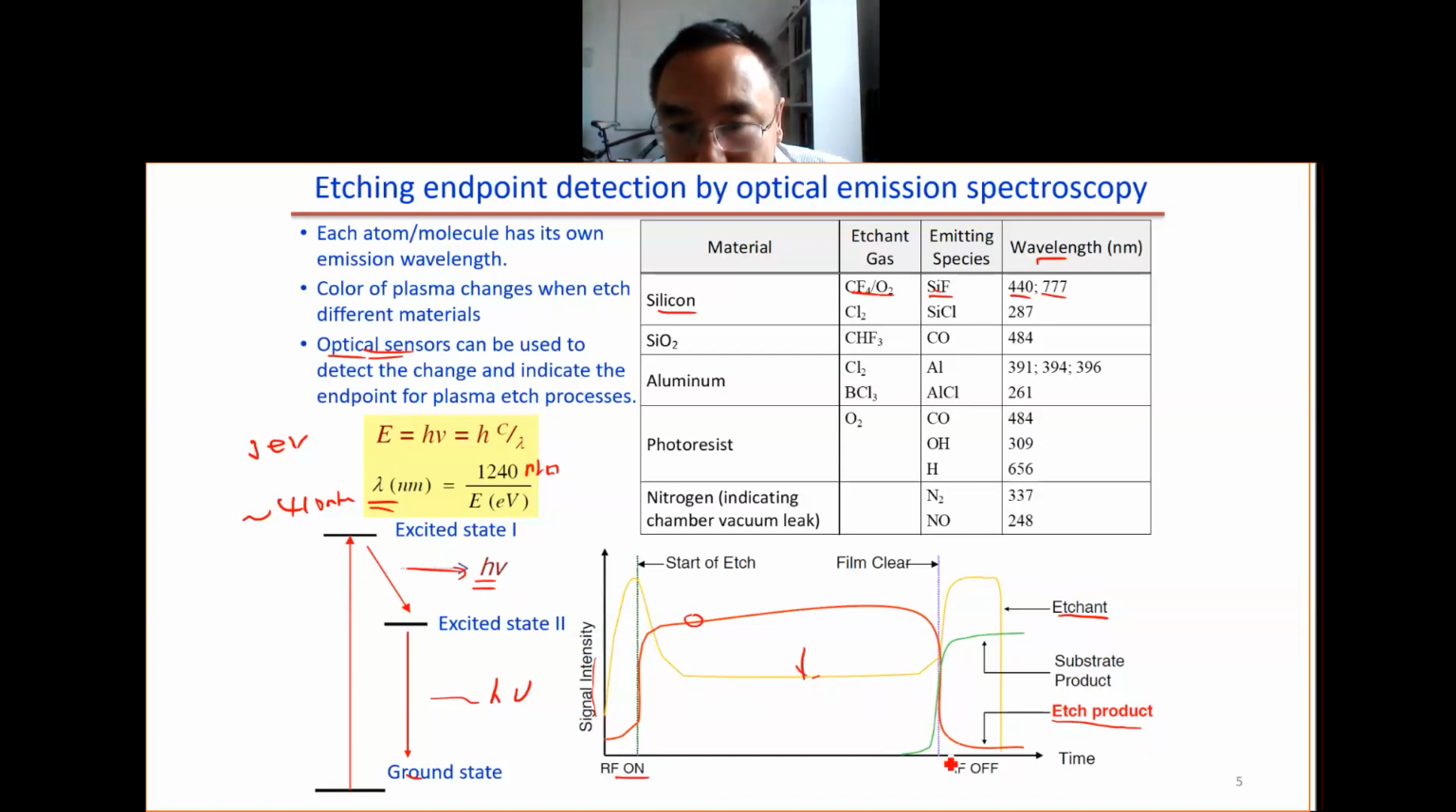At this point, the red color drops first, and the green color shows up. This green color is the etching of the substrate product. So at this point we know that the substrate material is exposed to the etching. Then maybe we can stop here, or we do some over etch and stop here, then it will be good.